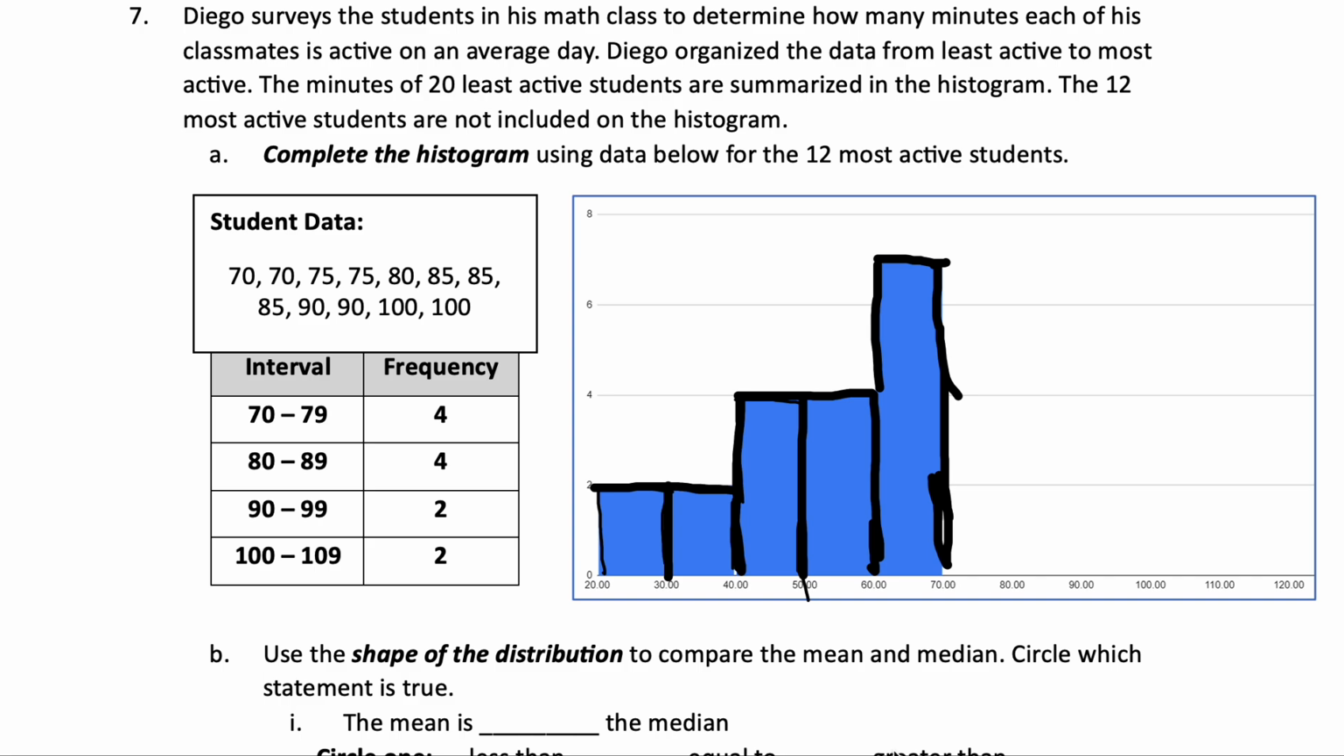Diego surveys the students in his math class to determine how many minutes each of his classmates is active on an average day. Diego organized the data from least active to most active. The minutes of 20 least active students are summarized in the histogram. The 12 most active students are not included on the histogram. Complete the histogram using the data below for the 12 most active students.